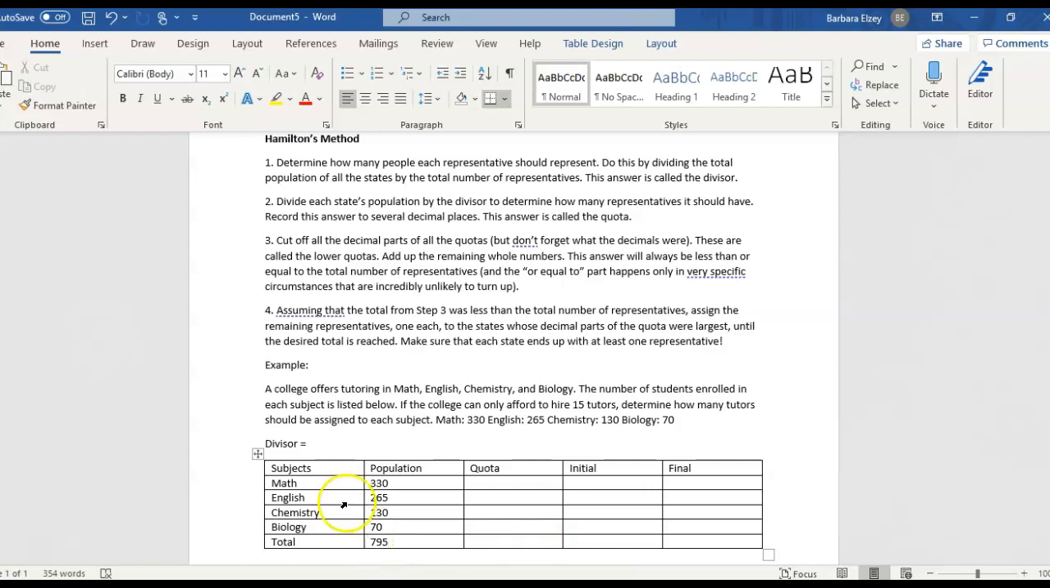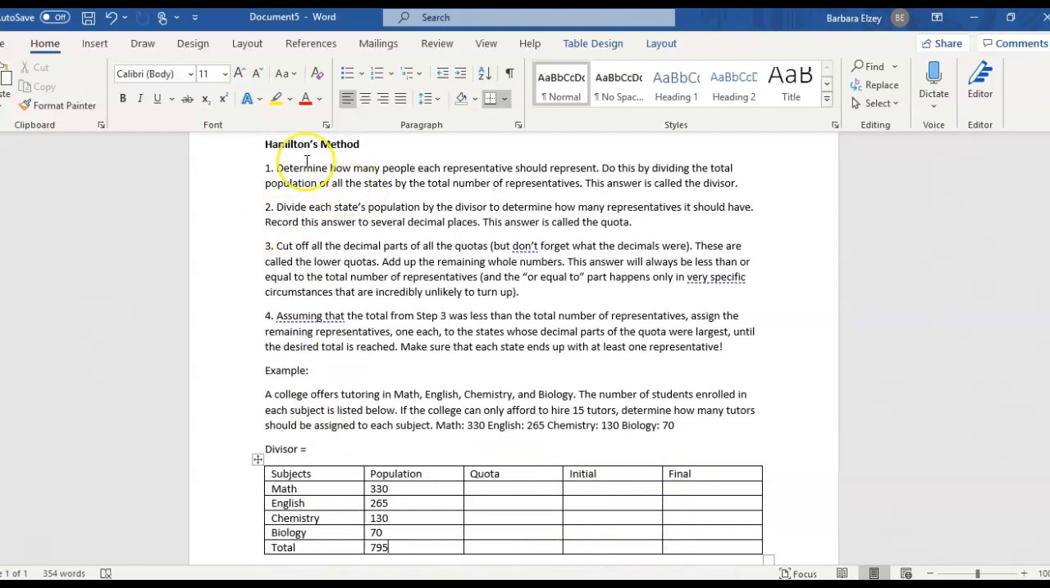So I want you to notice the first thing I've done is I've made a chart with all of the subjects. I've made a column with their population, and I've added up that population, which is very important. And then I have a column that says quota. We'll explain what that is in just a few minutes. A column for the initial apportionment, and a column for the final apportionment. And this table will change somewhat with each method. With Hamilton's method, though, we will have these 5 columns.